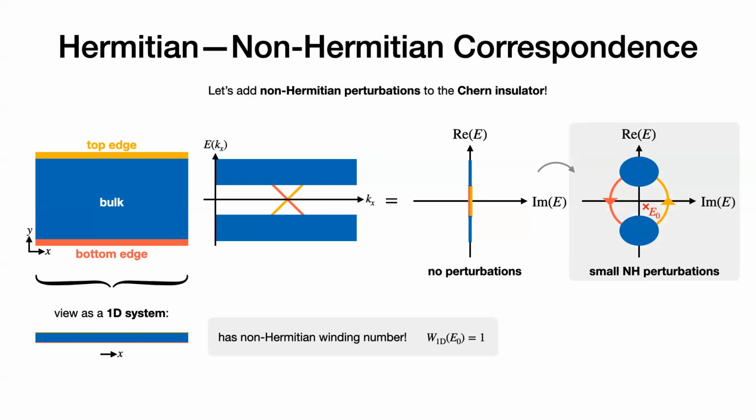So the arrows mean how the edge state disperses as a function of kx. If I tune kx from 0 to 2 pi, I will, for instance, follow the line from down here to up here. If it was a left mover, I would go down instead. Okay.